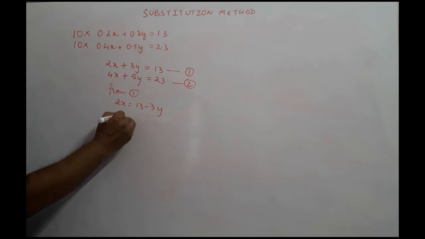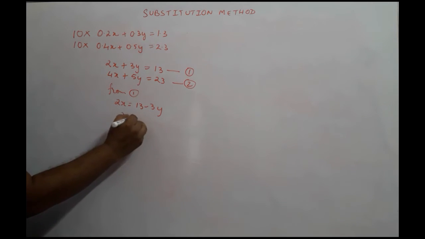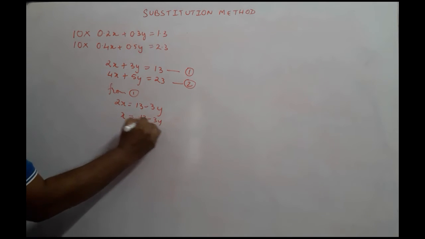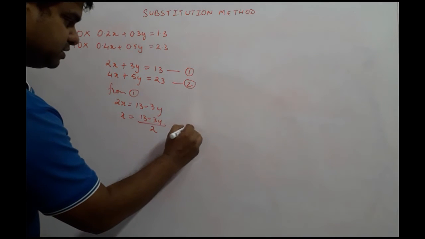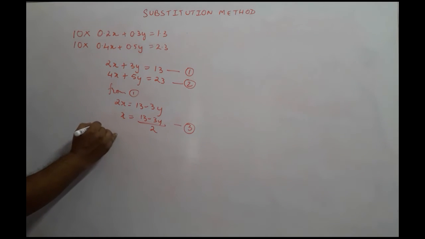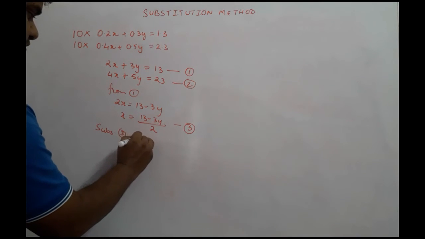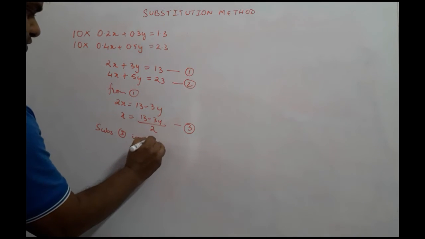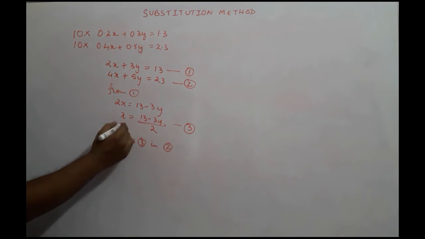So what I'll do is take the 2, since it is multiplied, 2 into x. If I take it on the other side it will get divided. So x equals 13 minus 3y upon 2. Mark this as 3, and now substitute 3 in 2, in the other equation, not in equation 1. And let's see what we get.